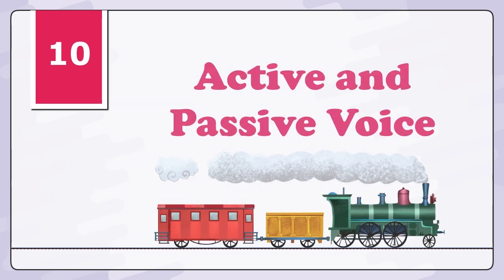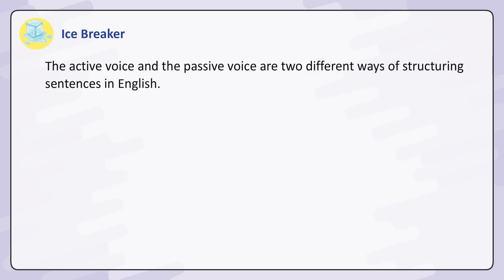Lesson 10. Active and Passive Voice. Icebreaker. The active voice and the passive voice are two different ways of structuring sentences in English.